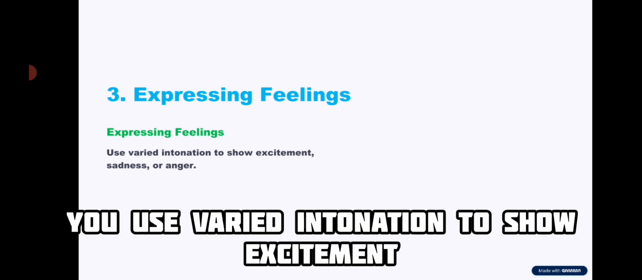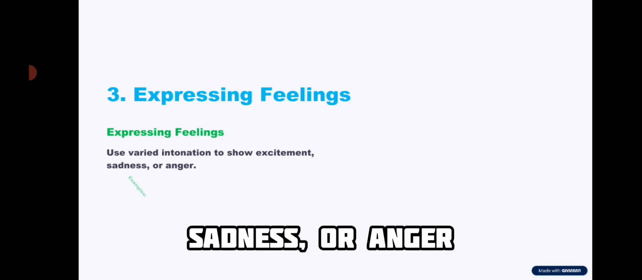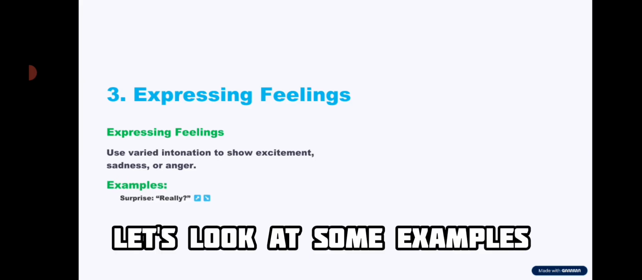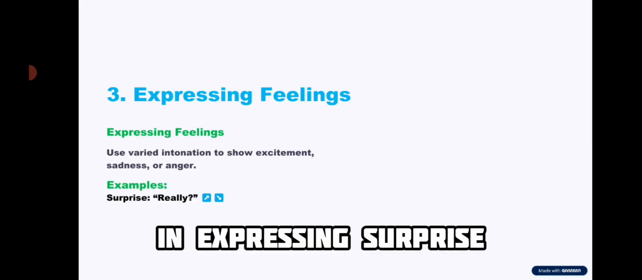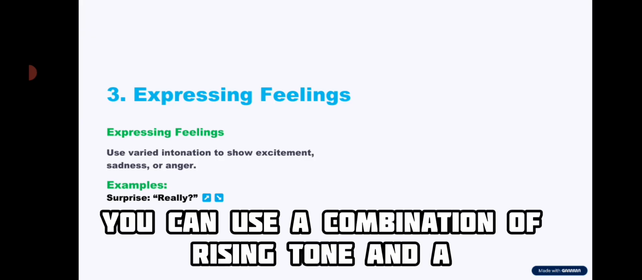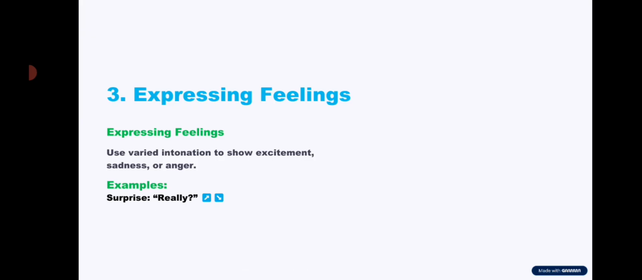Number 3, in expressing feelings. In expressing feelings, you use varied intonation to show excitement, sadness, or anger. Let's look at some examples. In expressing surprise, you can use a combination of rising tone and a falling tone. For example, really, really.